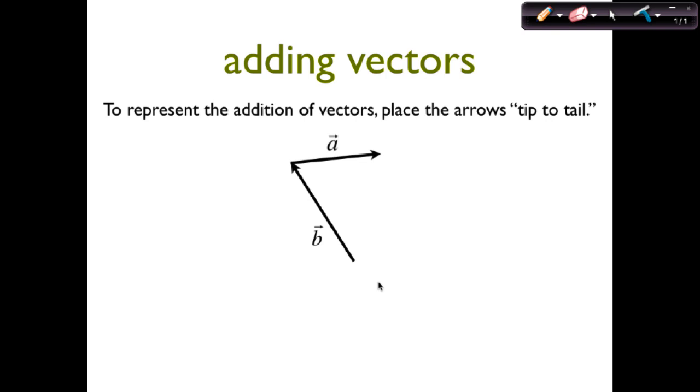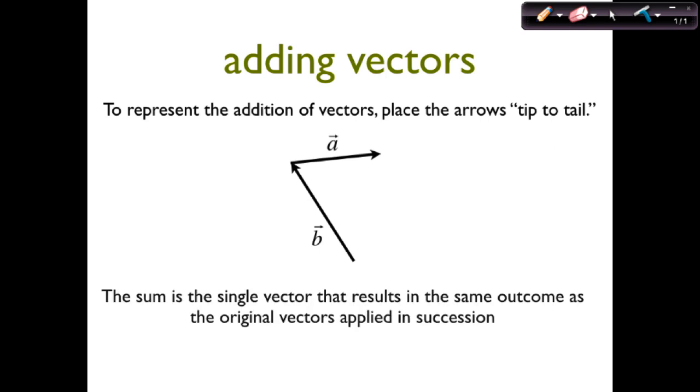But like as the crow flies, right? Bypassing the park. So the sum is a single vector whose result is the same outcome as the original vectors applied in succession. So this is B plus A. The blue one is B plus A. So it's like, if you did B and then did A, what would the result be? Well, it would be the result of starting from the tail of B and ending up at the tip of A.